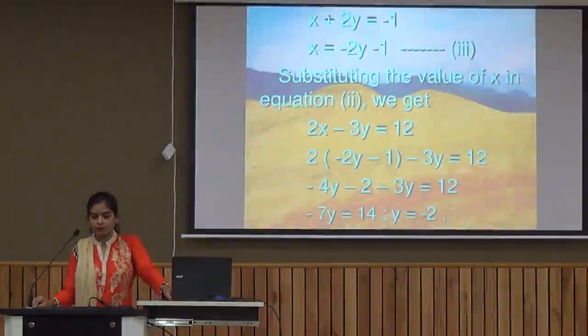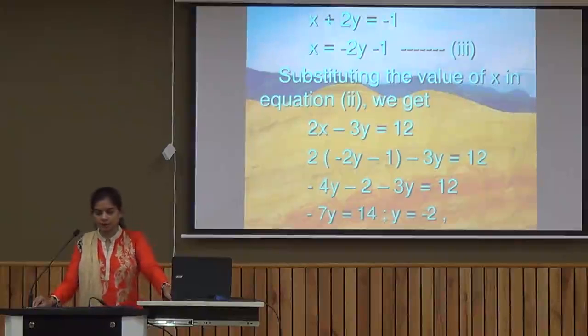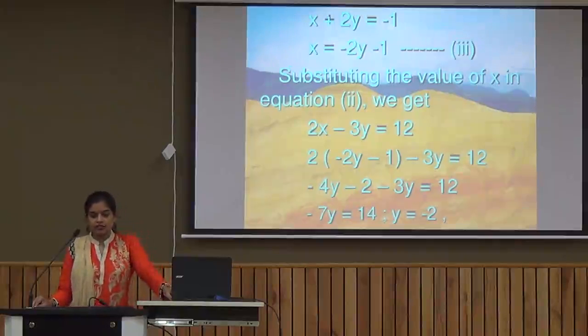Now what we will do, substituting the value of x in the second equation, we are taking the value of x from the first. Our equation is x plus 2y equal to minus 1. So we can take the value of x as minus 2y minus 1. Now we will put this value of x in the second equation. So we will get 2 bracket minus 2y minus 1 minus 3y equal to 12. After solving it, we will get the value of y as minus 2.